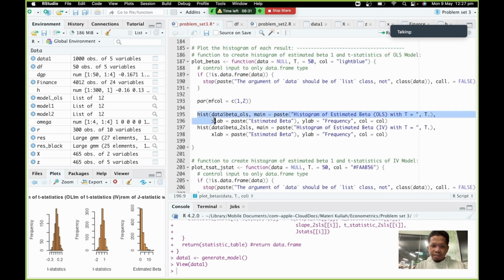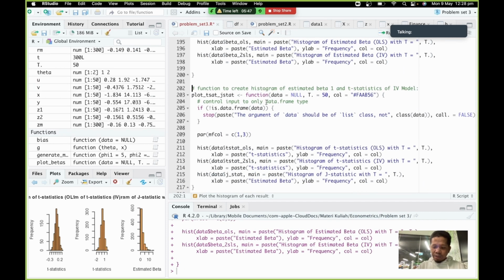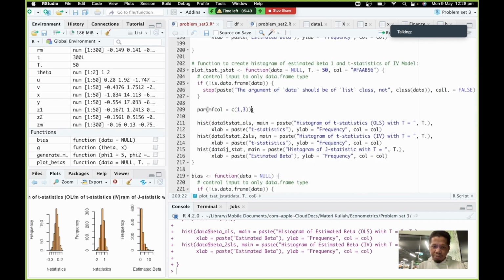And here is the histogram of beta OLS that you can see here. And again, I also put the default value for t just like before, equal to 50. And don't mind the color, you can pick any color that you want. And then the next histogram here is for beta 2SLS, so I want to put side by side the histogram of beta OLS and beta 2SLS here, so we can compare them easily. And then let's run this.